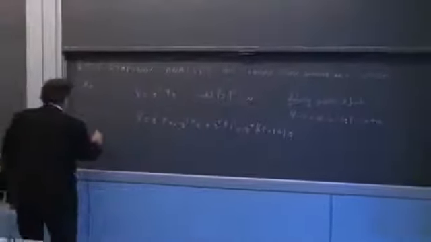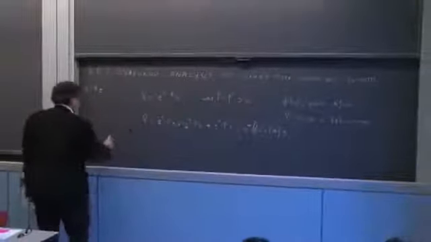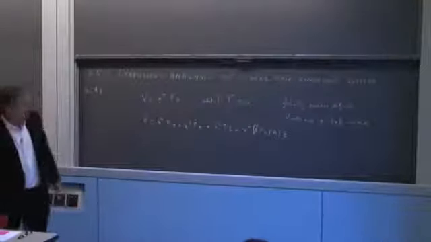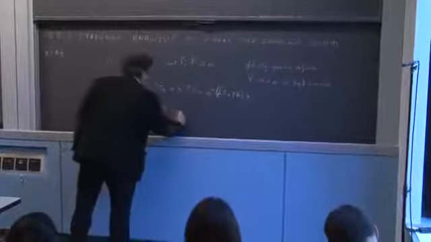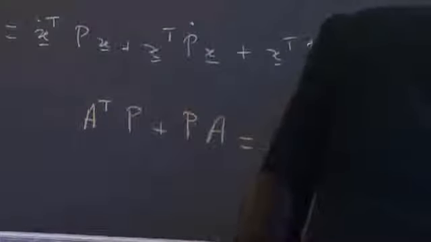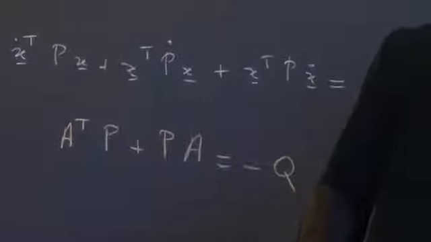At that point we said, okay, this matrix in the parentheses we're going to call minus Q. In other words, given a P, I define Q by this equation, which incidentally is called the Lyapunov matrix equation.